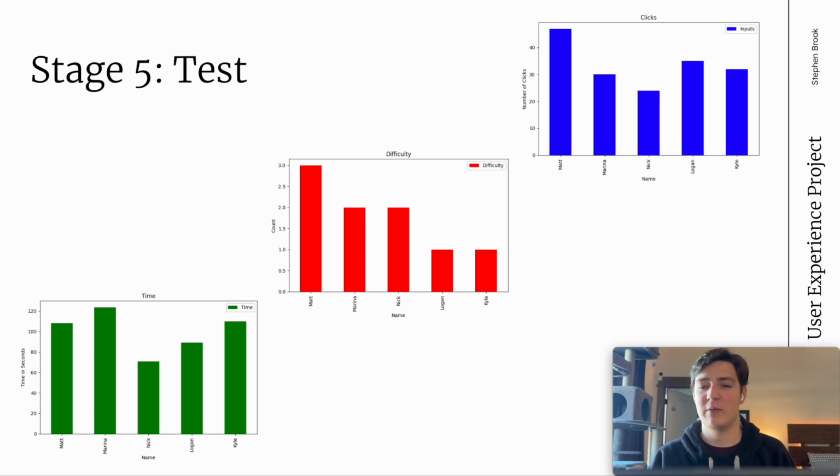And this is something that during my conclusions to this stage, I figured out that it was because I gave the users my personal laptop with my input device. And moving forward, I think it would really be best if they used the input device that they're comfortable with. I think that that would reduce the number of clicks and the difficulty ratings and probably reduce the time as well.